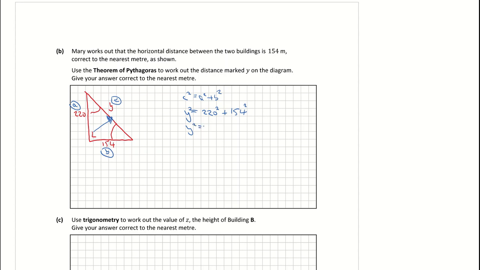is equal to 220 by 220 is 48,400. So we're dealing with large numbers here. And then 154 by 154 is 23,716. Adding those two figures together, I'm getting 72,116. To get y on its own, I need to get the square root of 72,116, and the square root of that on my calculator comes up as 22 root 149. I have to hit my SD button to get it as a decimal, which is 268.54. The question wants it to the nearest meter, so that's giving me 269 meters.